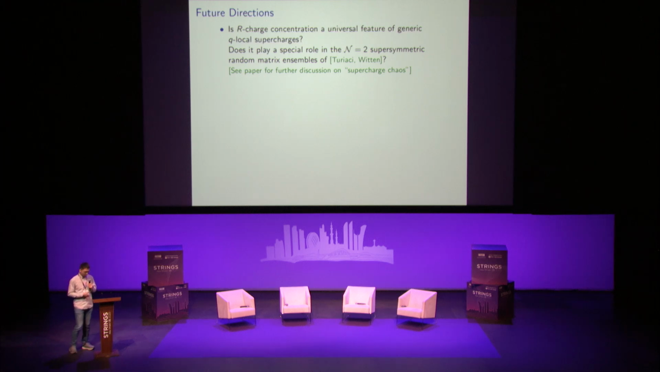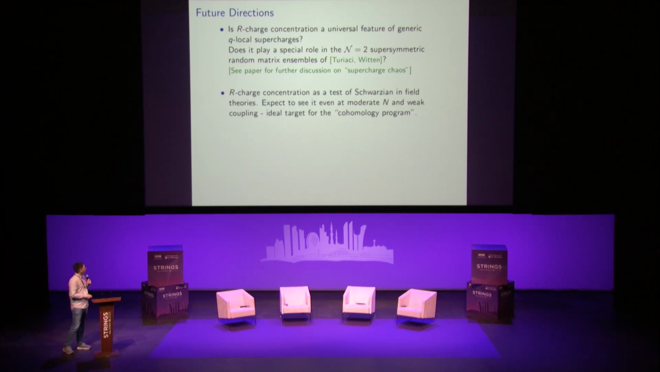Okay, let me end my talk with a few future directions. Now, this R-charge concentration phenomenon plays an important role in our story and connection to fortuity. It's interesting to ask whether it's a universal feature for generic Q local supercharges. We found that in SYK they do exhibit this phenomenon, but we can wonder whether it's a more general phenomenon. In particular, there has been this interesting discussion by Turiaci and Wheaton about constructing supersymmetric random matrix ensembles. It would be interesting to understand whether these special members that exhibit R-charge concentration, all the BPS states concentrated in some specific R-charged sector, play a special role in that discussion.